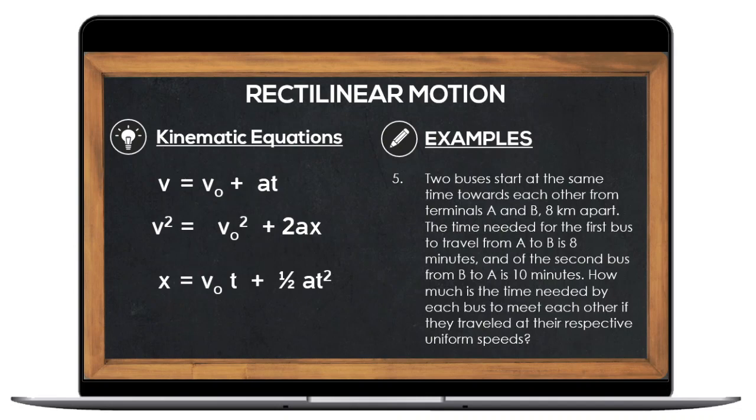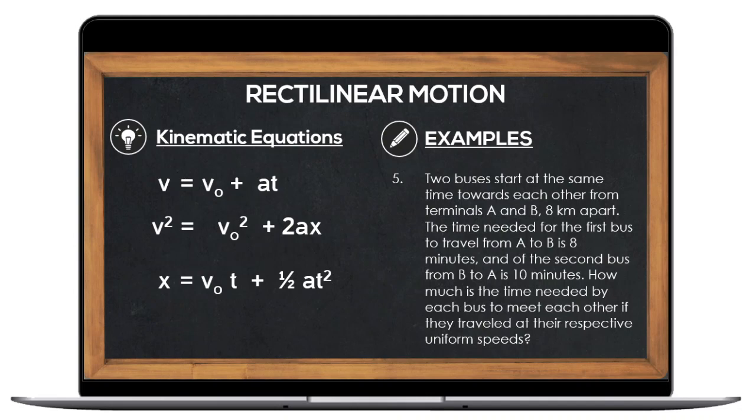Two buses start at the same time towards each other from terminals A and B, 8 kilometers apart. The time needed for the first bus to travel from A to B is 8 minutes, and that of the second bus from B to A is 10 minutes. How much is the time needed by each bus to meet each other if they traveled at their respective uniform speeds? So this is a uniform motion, meaning the buses are not accelerating.